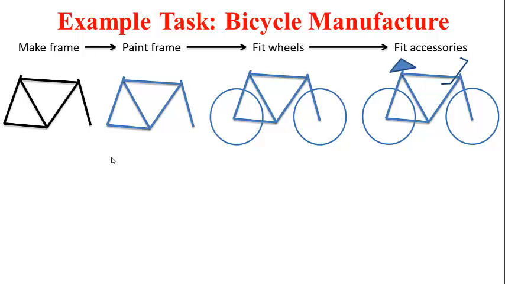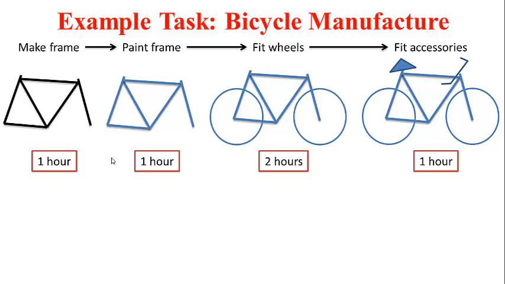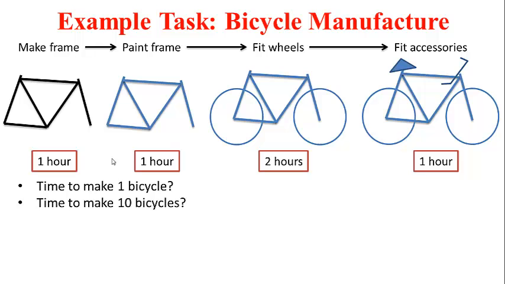Let us say for the purpose of illustration that the first two steps take 1 hour each, the third step takes 2 hours, and the fourth step also takes 1 hour. In this scenario, how much time will it take to make one bicycle? And how much time will it take to make, let's say, 10 bicycles?